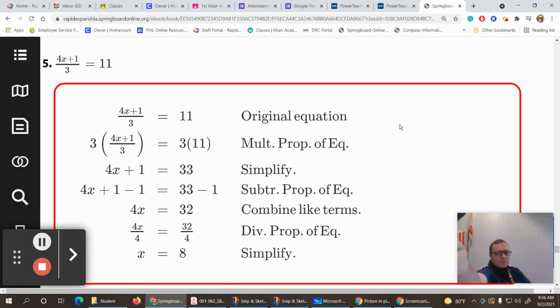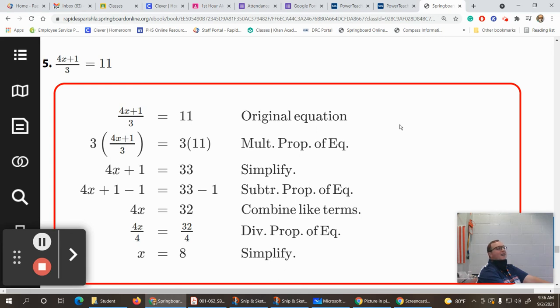So I will multiply the 3 by both sides. That's the multiplication property of equality. The 3 times the 3 in the denominator simplifies to 1. Anytime you have a 1 in the denominator, it's a whole number, so you just use the numerator. So that gives me just 4x plus 1, and that equals 3 times 11, which is 33. I got that by simplifying.